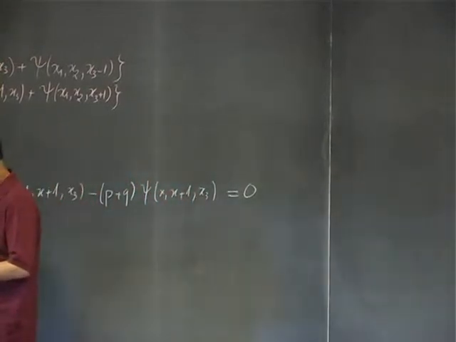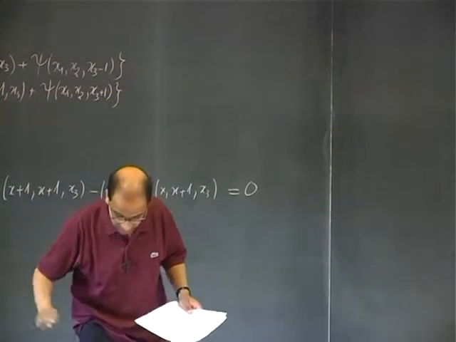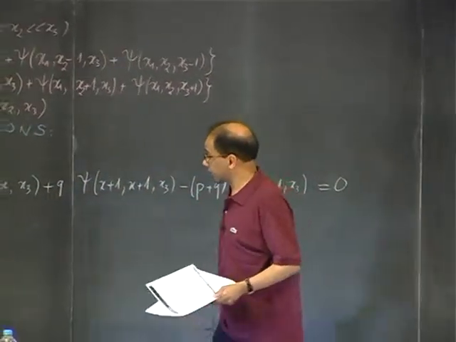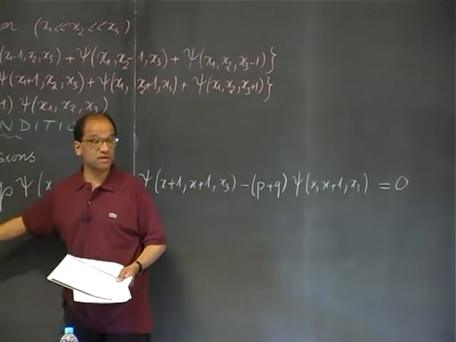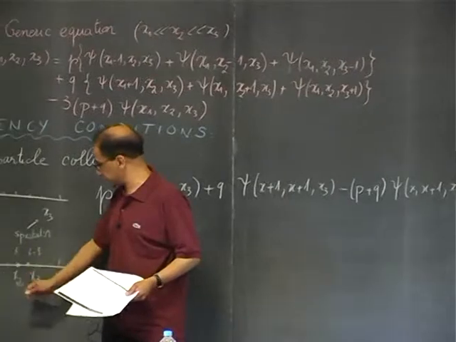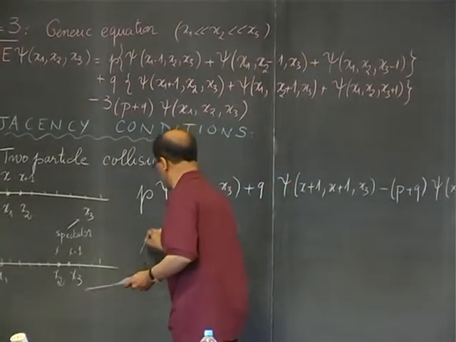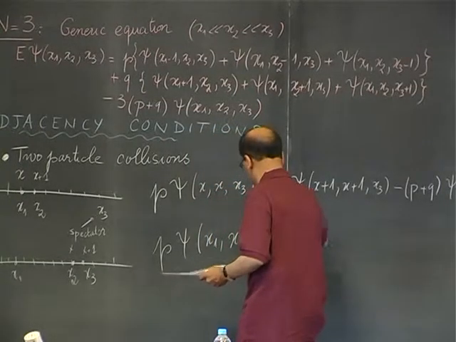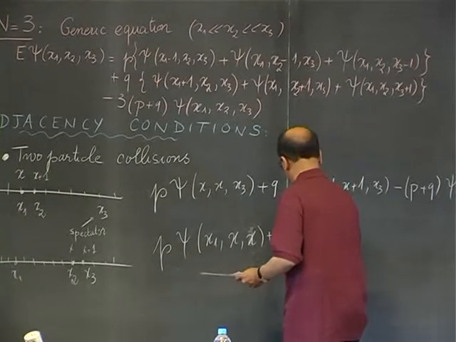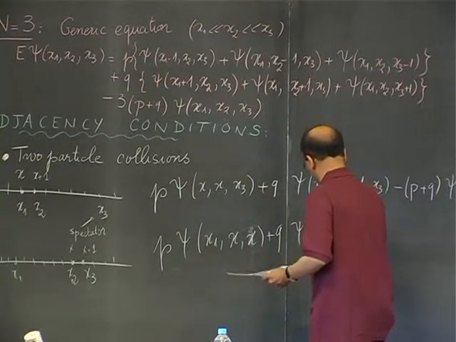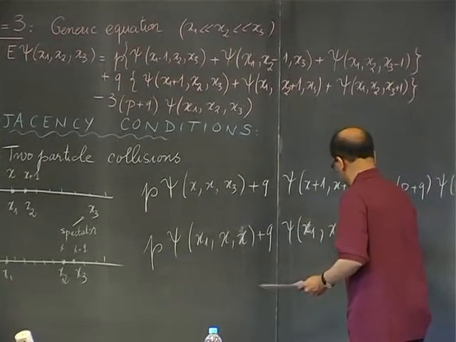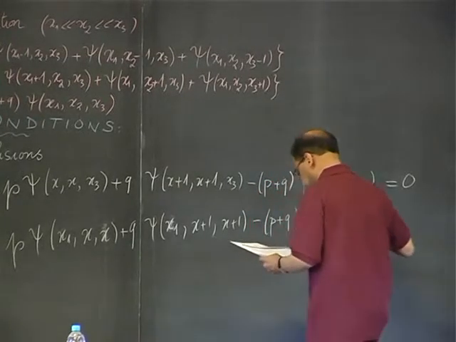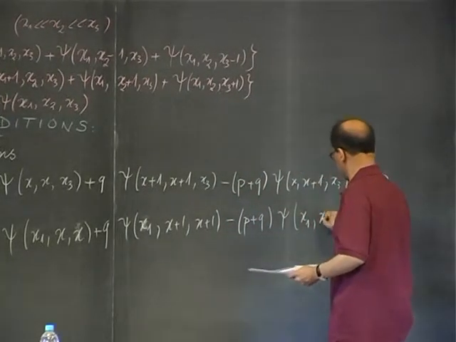I can always make mistakes, everybody can make mistakes, particularly me, but I don't think so here. It's the same as yesterday. Here it will be exactly the same type of condition, but x1 will be a dummy. And I decide to call x2 equal to x and x3 equal to x plus 1. So again, this is very systematic. Plus q psi of x1, which is just a complete dummy, x plus 1, minus p plus q psi of x1, x plus 1, equal to 0.